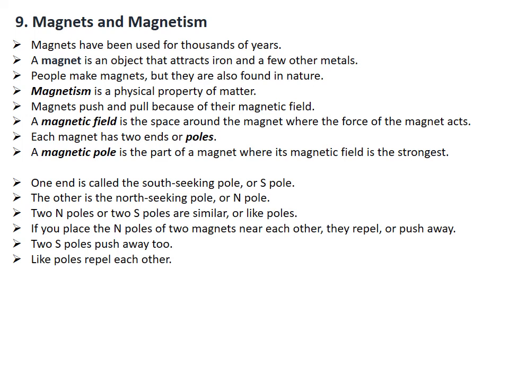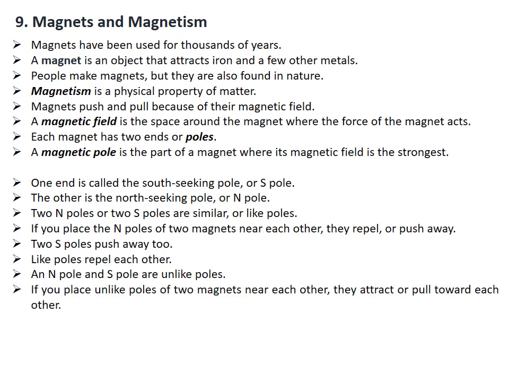Two N-poles or two S-poles are similar or like poles. If you place the N-poles of two magnets near each other, they repel or push away. Two S-poles push away too. So, in general, like poles repel each other. An N-pole and S-pole are unlike poles. So, if you place unlike poles of two magnets near each other, they attract or pull toward each other.